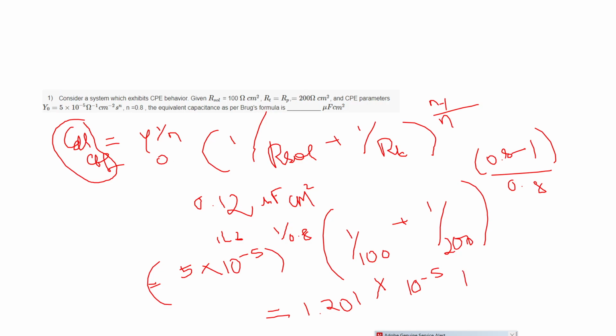But we need it in microfarad, right? So multiply it by, so this is in farad. You needed it in microfarad. So 0.12. You have to multiply by 10 to the power 6. It's in farad. You're converting it to a smaller unit. So you'll have to multiply it by 10 to the power 6.